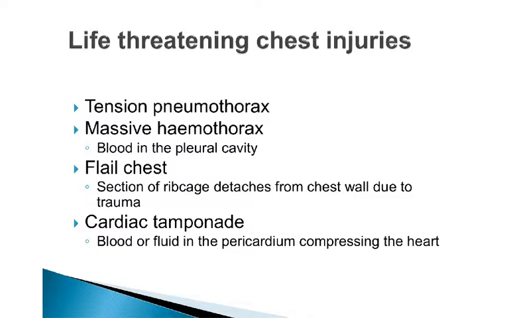A massive hemothorax, which is where there's a huge amount of blood in the pleural cavity. And flail chest is another life-threatening type of chest injury, and that's where a section of the rib cage detaches from the chest wall due to trauma. These patients are all usually cared for in intensive care.